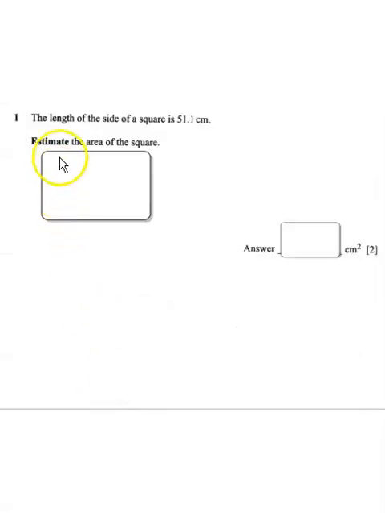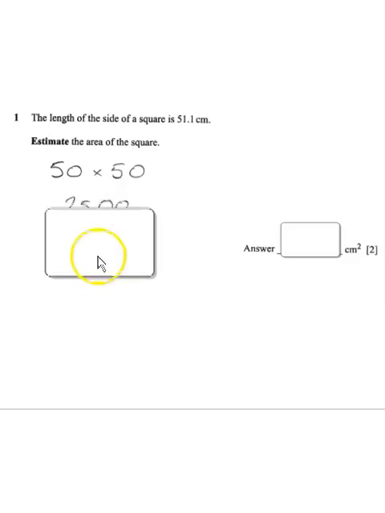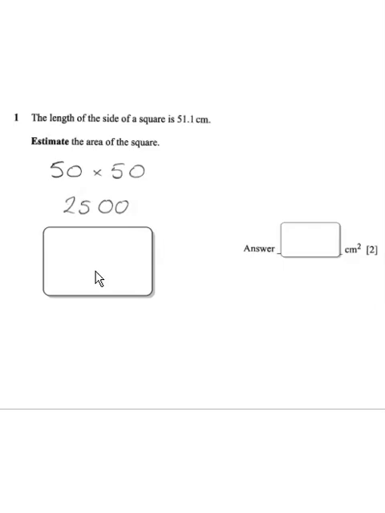For question 1, it says the length of the side of a square is 51.1 centimetres. Estimate the area of this square. So we estimate this to be 50 times 50 because the square has the same sides. To get the area of a square, it's going to be length times width, so 50 times 50, which then becomes 2,500. So the answer to this one is 2,500 centimetres squared.